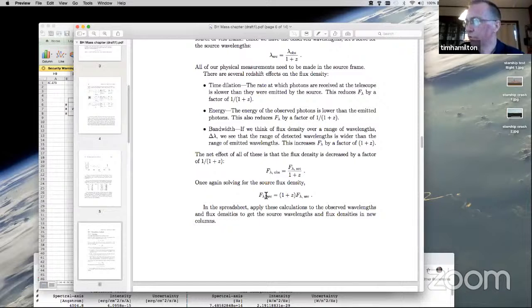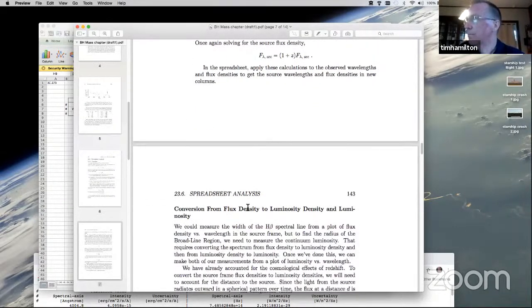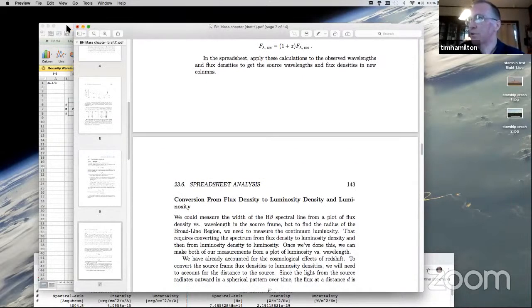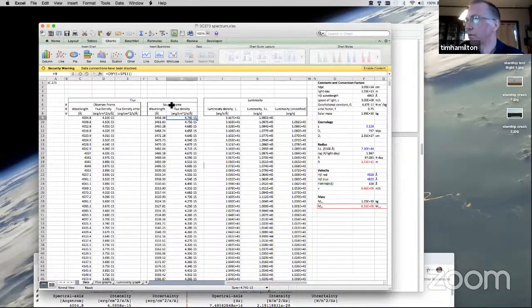We turn that around, solve for the source, and we're going to multiply the, whoops, that's an error there, by the way. The source flux density is equal to 1 plus z times, that should be the observed flux density. So make a note there. All right, so we'll do that in the spreadsheet as well. You can see my flux density here is the observed flux density times 1 plus z.